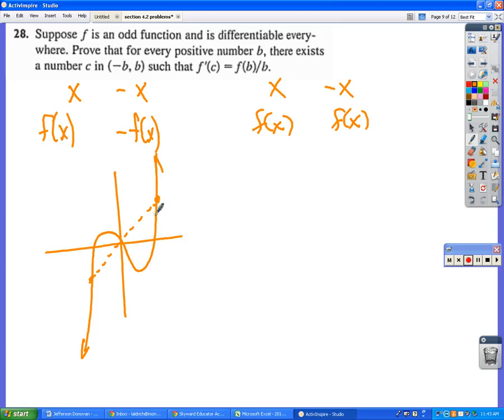All right, prove that for every positive number b, there exists a number c in between negative b and b. So let's say this is b and this is negative b. So this is going to be, and I might have to redraw this graph, this is going to be our region, such that the derivative at c is equal to f of b divided by b. There's a guy, no answer, but it's pretty cool. What the heck does that even mean? Skip it.